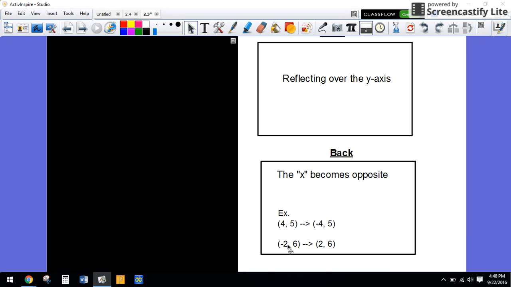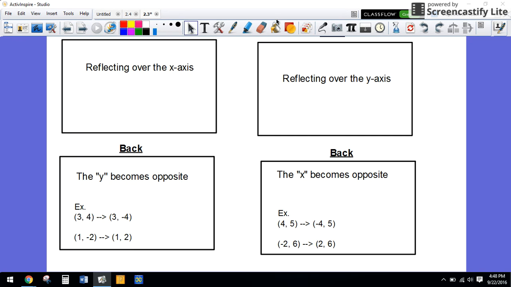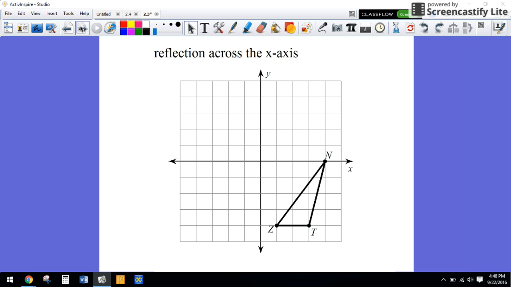Here, my x value is negative 2. So when I reflect over the y-axis, it becomes the opposite, which is positive 2. Again, you may need to pause this to write it down, but I'm going to keep going. So pause and rewind as needed.